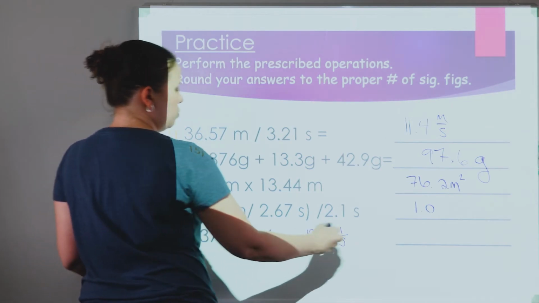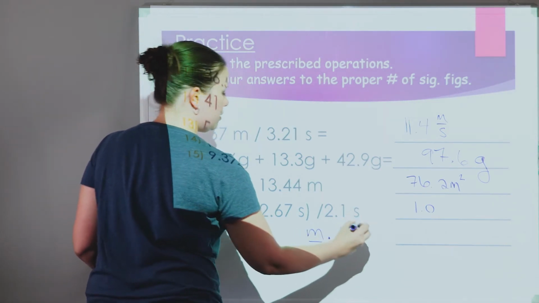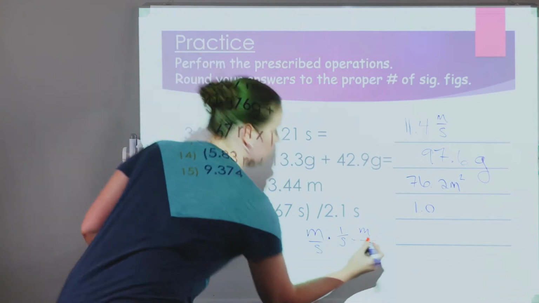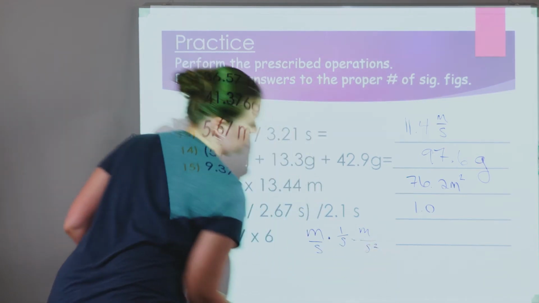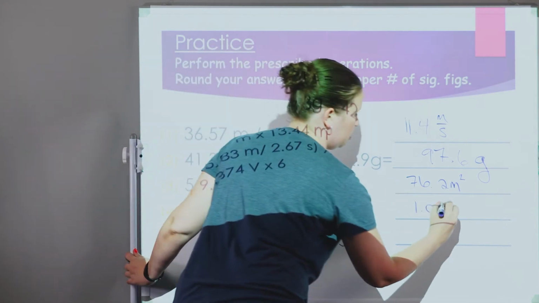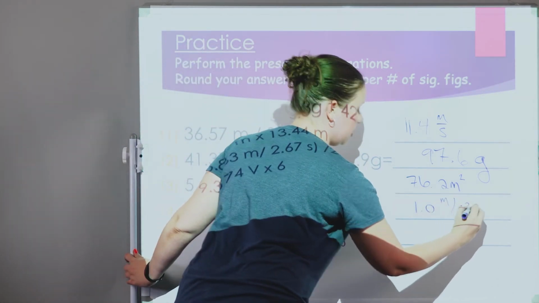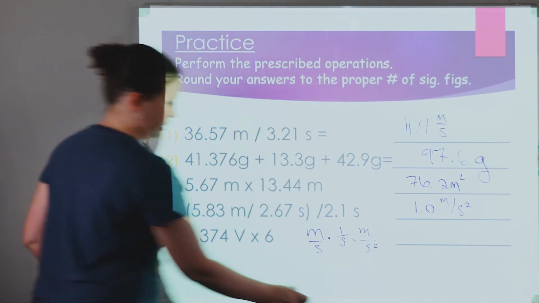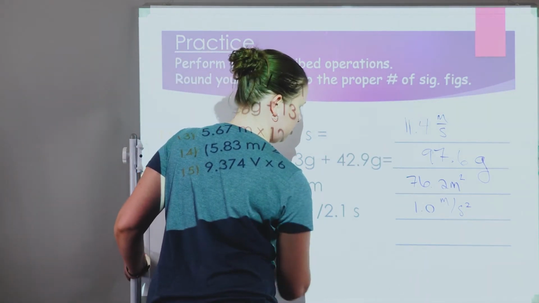And then what happens is we multiply across. And the only thing on top is meters. But on bottom, second times second would actually be seconds squared. So my unit for this one is meters per second squared, a unit for acceleration. So we're going to use our reciprocal whenever we have a fraction in a fraction.